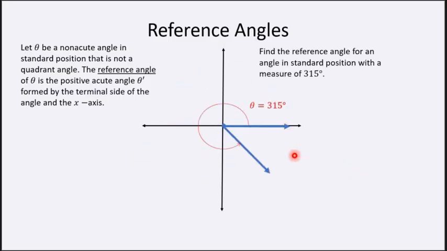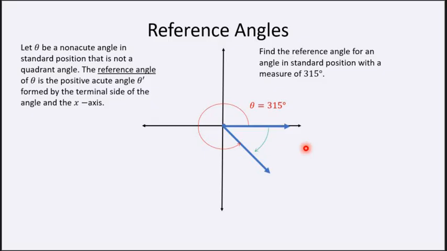So now we're in the fourth quadrant. When we're in the fourth quadrant, it's a bit different because now to get an acute angle, if I'm measuring from the x-axis, I have to go from the positive x-axis. And that would be my reference angle. That's the positive angle that we're looking for.